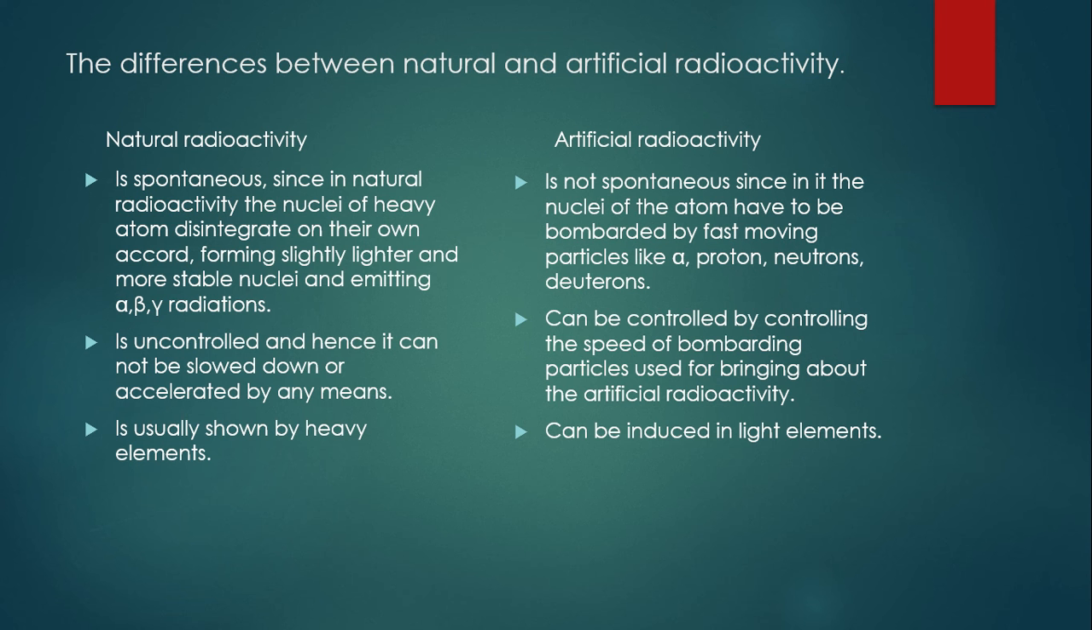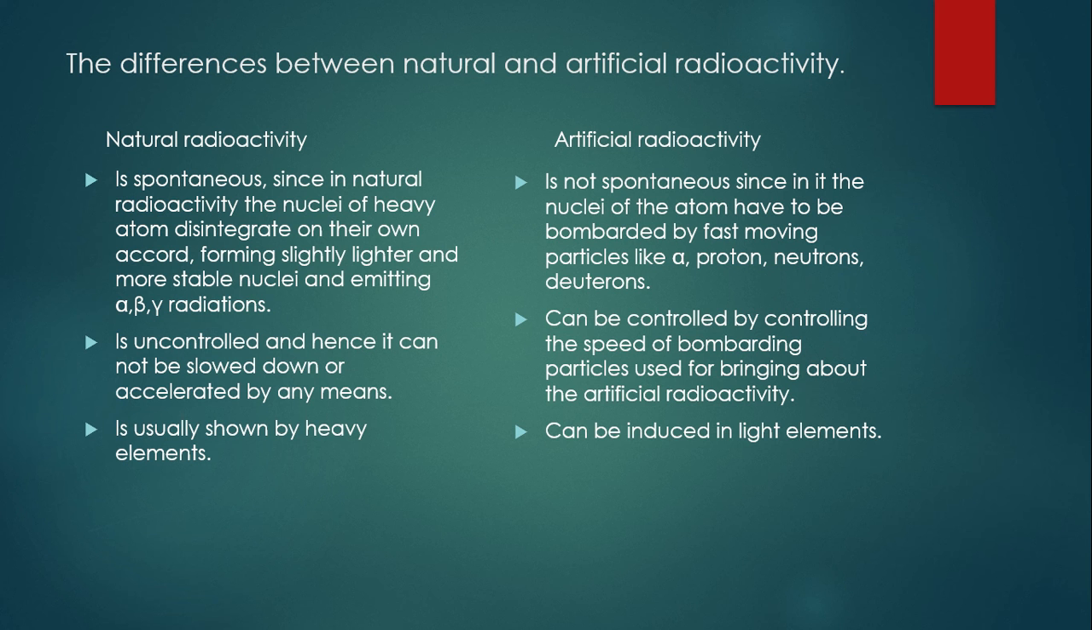The difference between natural and artificial radioactivity. Natural radioactivity is spontaneous, since the nuclei of heavy atoms disintegrate of their own accord, forming slightly lighter and more stable nuclei and emitting alpha, beta, gamma radiations, whereas artificial radioactivity is not spontaneous, since the nuclei of the atom have to be bombarded by fast moving particles like alpha, proton, neutron and deuteron.